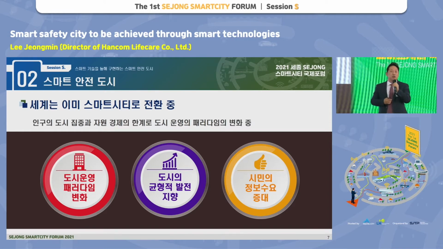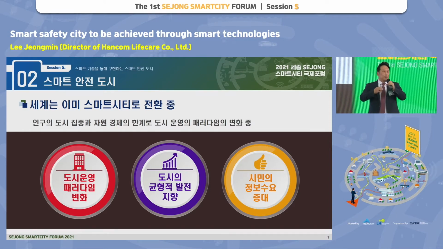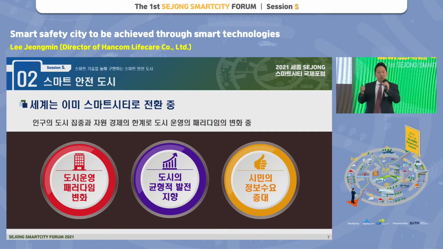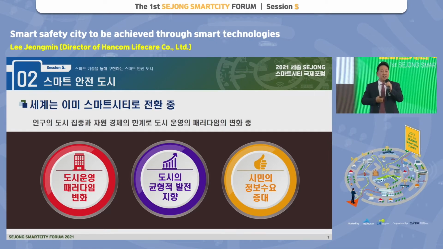And also, smart city is maximizing efficiency. That is the paradigm shift of urban operation. We also need to strike a balanced and harmonized development of the city. At the same time, through the internet and smartphones, citizens have increasing access to information and engagement in policy making and decision making. So I believe that smart city emphasizes the increase of information acceptance by citizens.